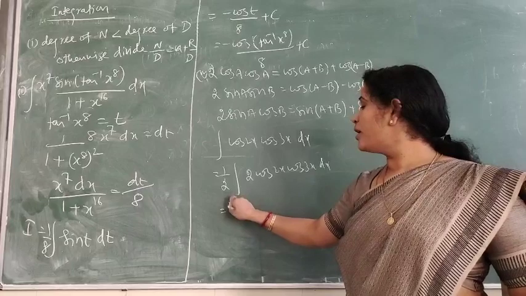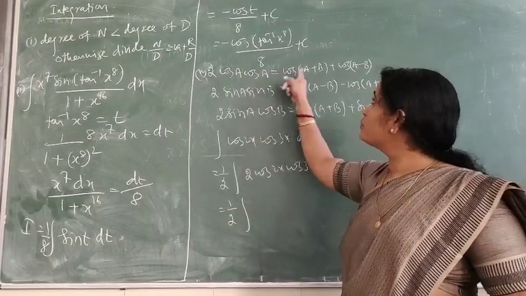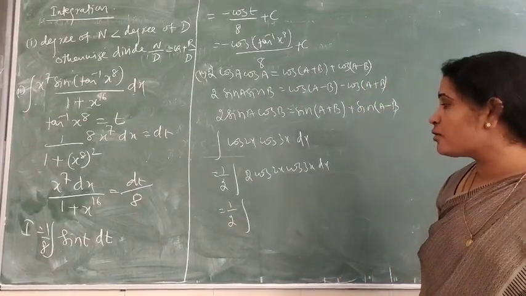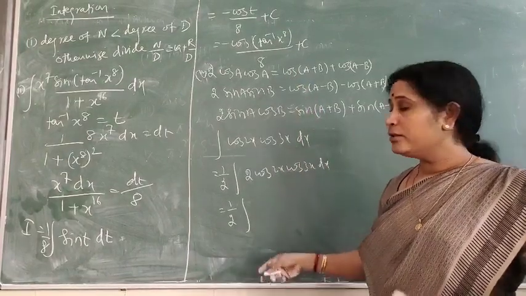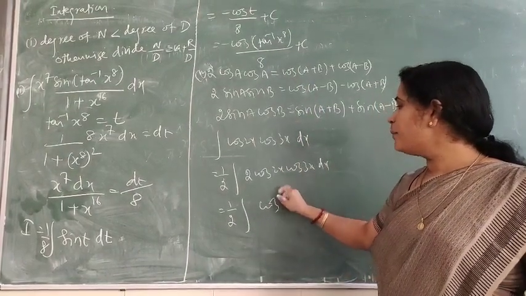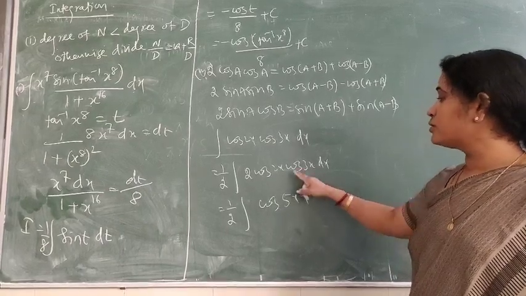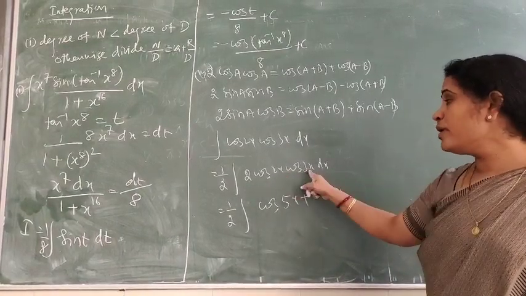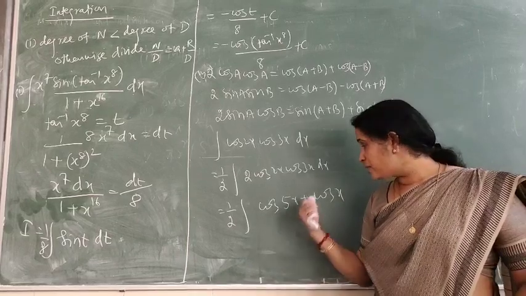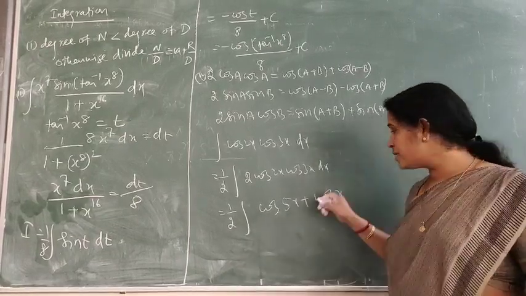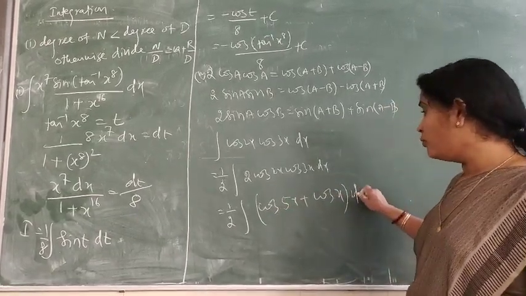Now that is equal to 1/2 times the integral. We have used here the formula cos(a+b) + cos(a-b). If you know the formula, then only you can solve it. So cos(a+b) means cos 5x, and cos(a-b) gives cos 2x minus 3x, that is cos of minus x, but cos of minus x becomes cos x, into dx. Now you know how to do integration.